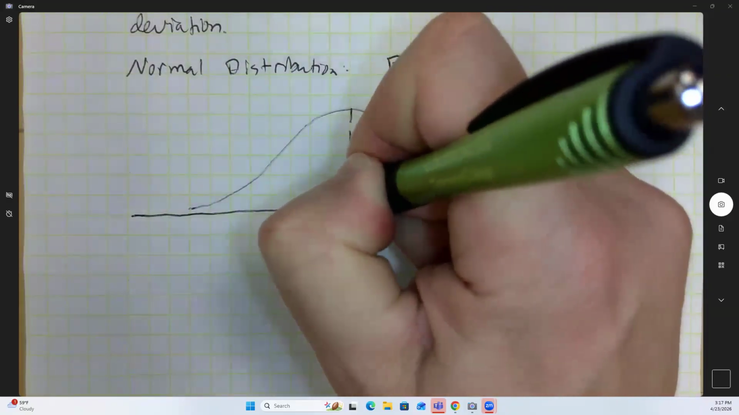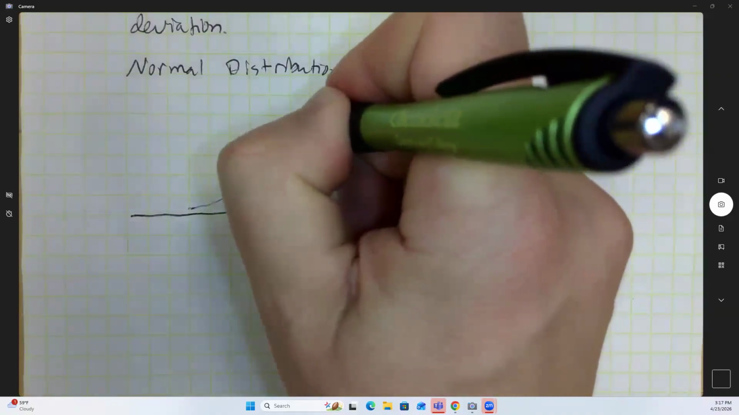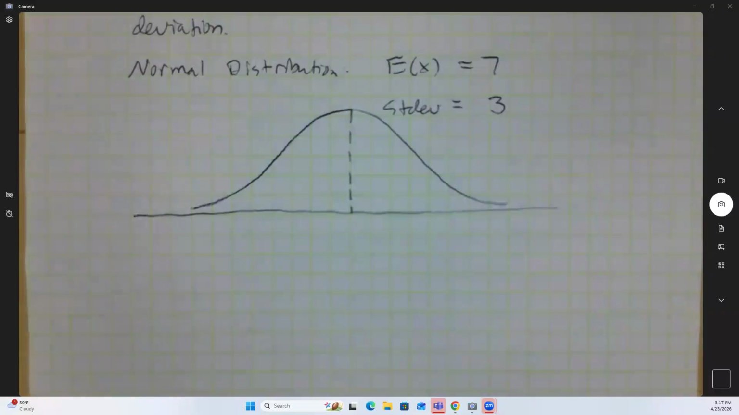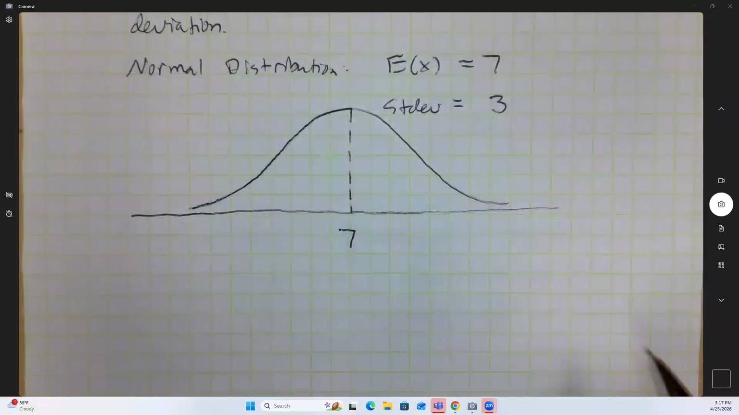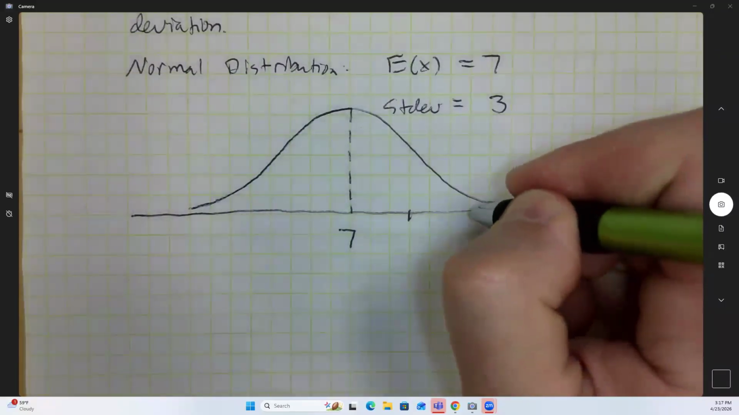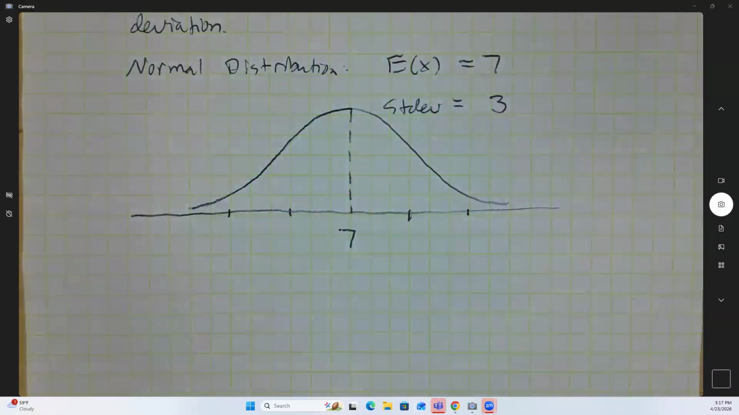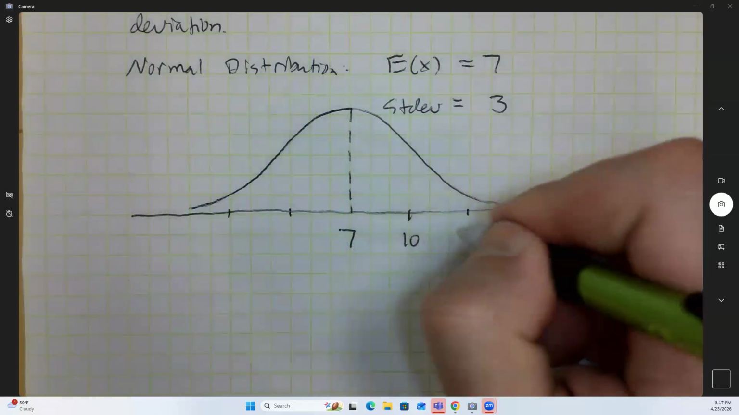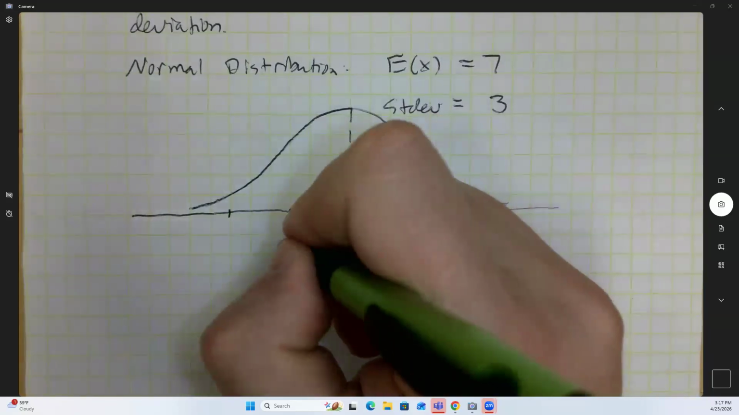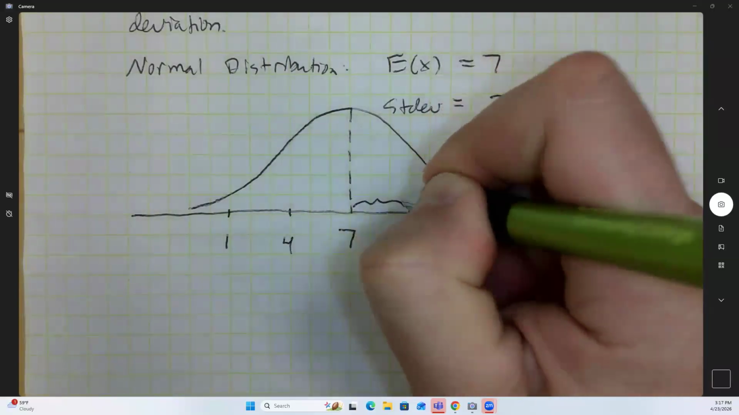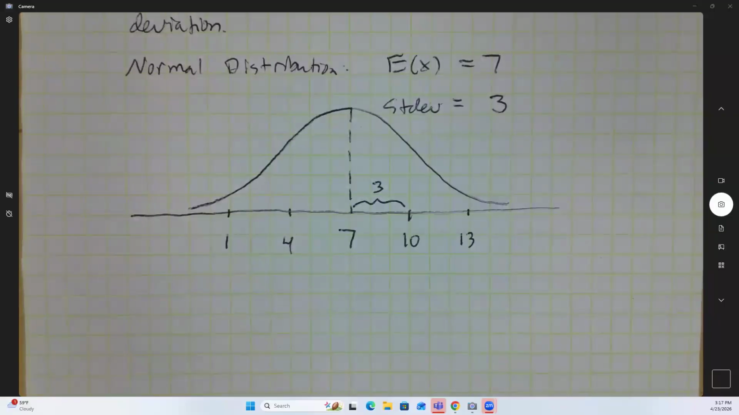Here's the mean. What's the value of that mean? Yep. And then here's one standard deviation. I drew it really well this time, but even if I didn't, I'd just adjust my scale. All right, so there's 10 and 13 that way, and 4 and 1 that way. Where this is one standard deviation, it's 3.